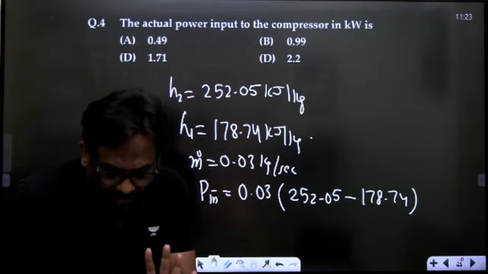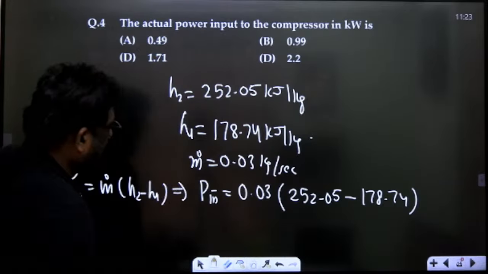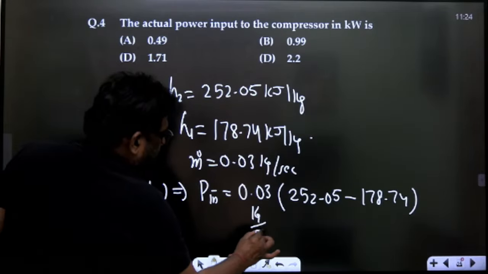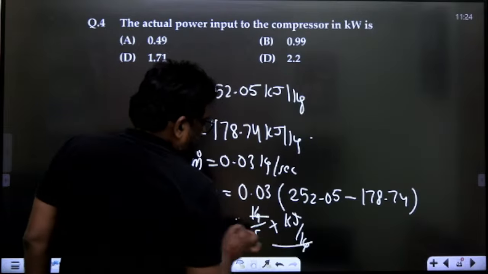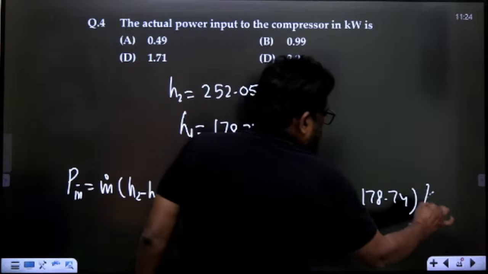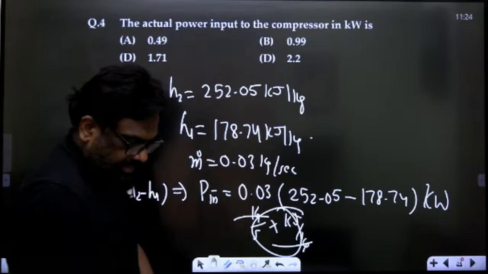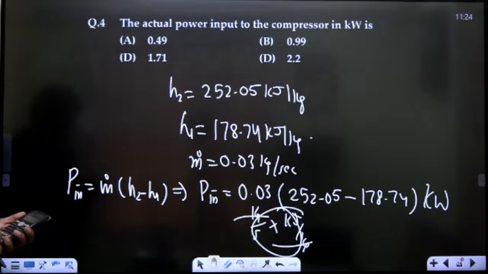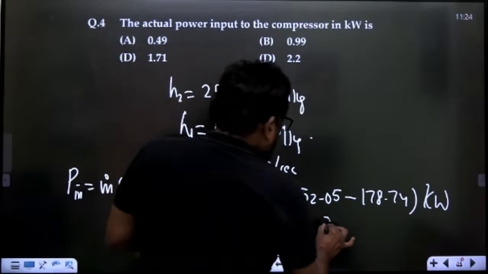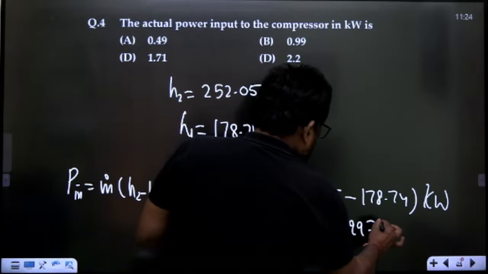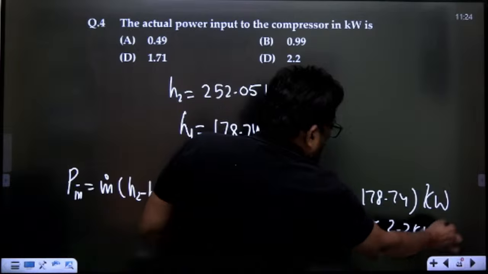Please calculate. एक बार यूनिट चेक कर लेंगे सर. Let us check the unit. M dot is kg per second. These enthalpies are in kilojoule per kg. So therefore you'll get kilojoule per second, means so many kilowatt. What's the answer, sir? एक बार चेक कर लेंगे. 252.05 minus 178.74 into 0.03, ये आ रहा है 2.199, और approximately 2.2 kilowatt is the right answer.